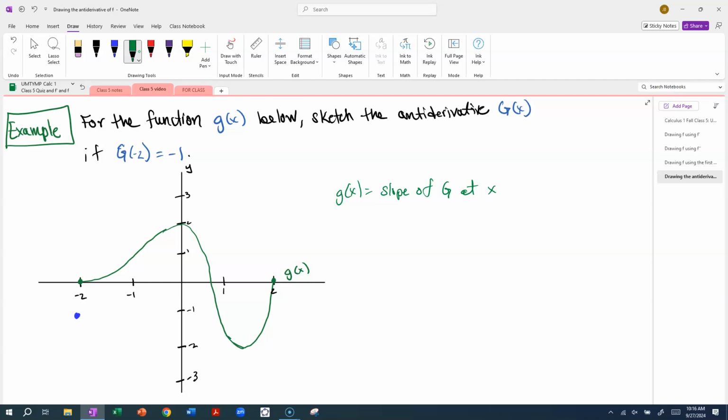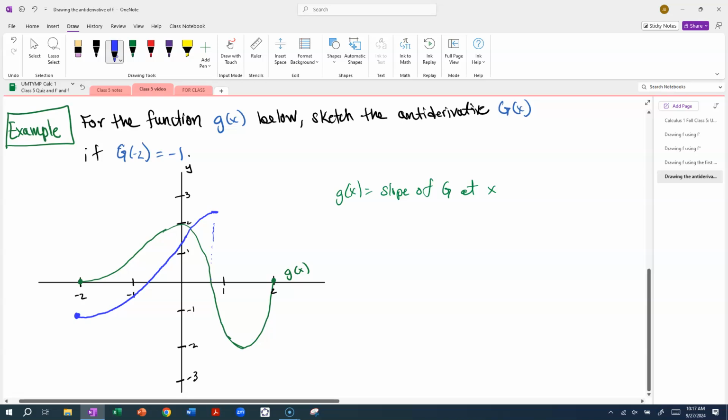Now this is just a sketch, so here's what I'm going to attempt. I start here, and then slope of 0 increasing, slope of 1 right about there, and then slope of 2 right about there, or so. And then the slope is still positive, right? But it's becoming less positive quickly. And then right here, it should have a slope of 0.